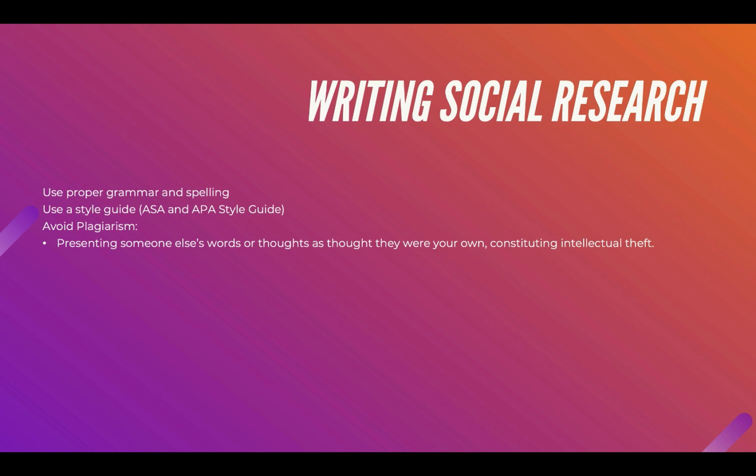So plagiarism, we should all know, is presenting someone else's words or thoughts as if they are your own. This means that you're engaging in intellectual theft, and we don't want to do that. We want to give credit where credit's due. We're standing on the shoulders of giants, so we want to make sure that those people are given that credit.